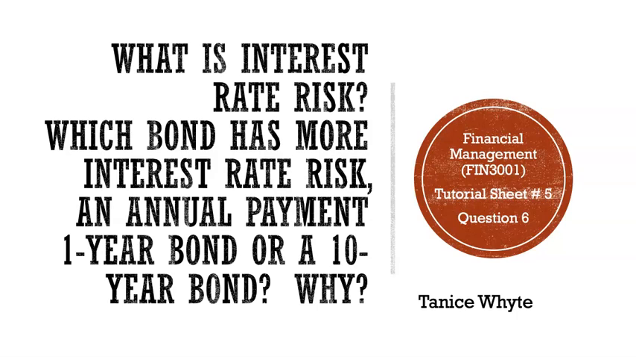The second part of the question says, which bond has more interest rate risk, an annual payment 1-year bond or a 10-year bond? The 10-year bond has more interest rate risk since it has a longer maturity period, and therefore when the 1-year bond can be reinvested due to its low rate of interest rate risk, the 10-year bond will take 10 years to reach maturity, right?